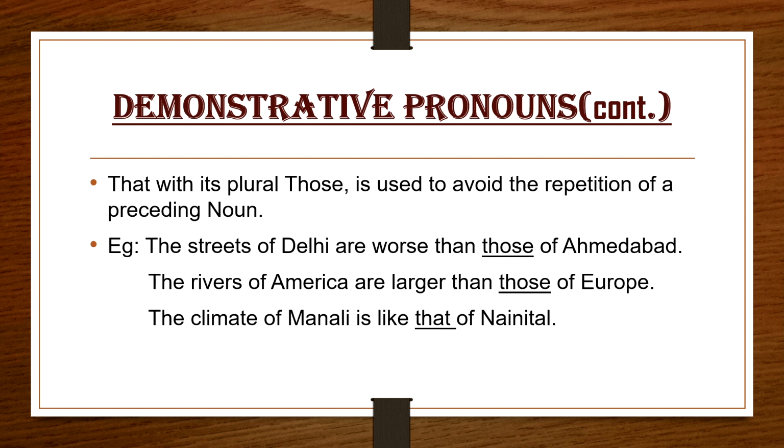Now, that with its plural those is used to avoid the repetition of a preceding noun. For example, the streets of Delhi are worse than those of Ahmedabad. The rivers of America are larger than those of Europe. The climate of Manali is like that of Nainital.